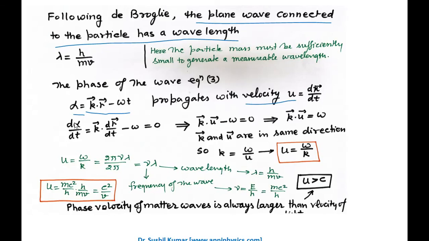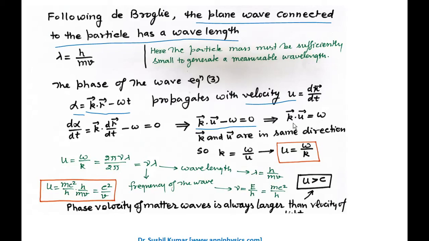Now if I differentiate this alpha with respect to time, that will be equal to 0. Here k is the propagation vector, that is constant basically. So k dot dr upon dt minus omega, when I differentiate this equation with respect to the time, is equal to 0. So k dot dr upon dt, as I mentioned here, that is the velocity of the wave, minus omega is equal to 0. This can be simplified this way: k dot u minus omega is equal to 0, where u is the phase velocity. So it can be written as vector k dot u is equal to omega.